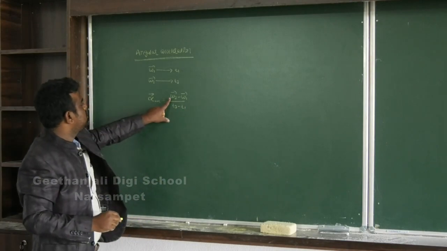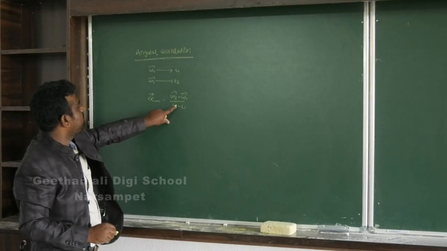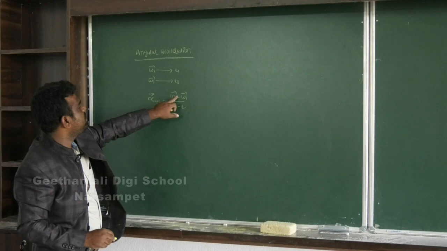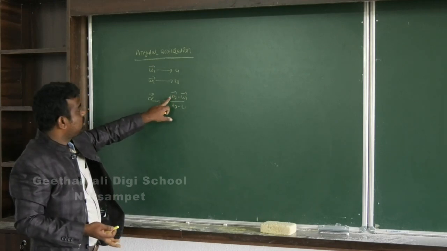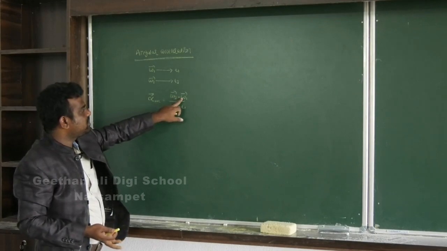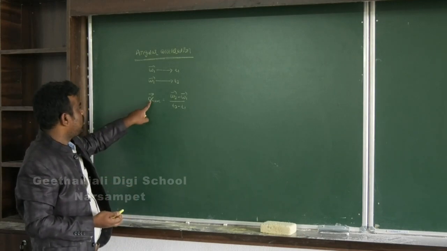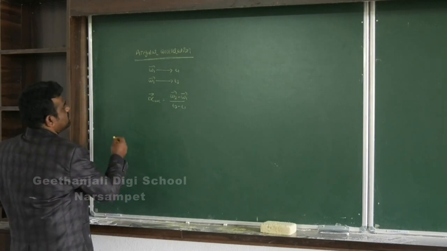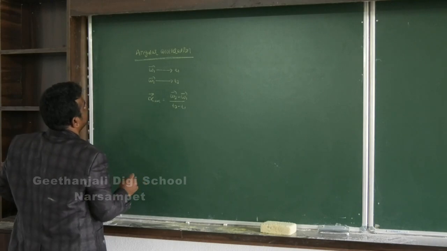What is this? This is the change in the angular velocity by time taken. The rate of change of angular velocity is called angular acceleration, which is represented by alpha average. Right. So what is the instantaneous angular acceleration?